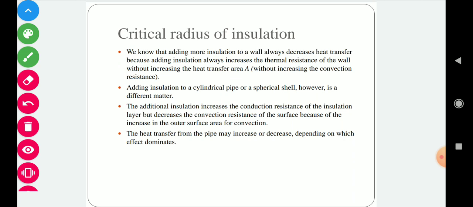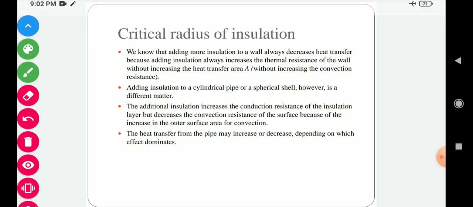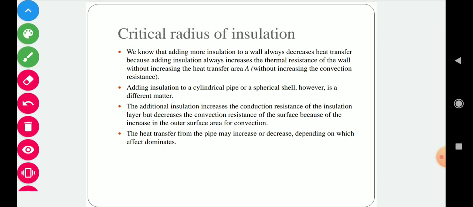So we will discuss three examples. One is plane wall, then cylindrical body and spherical body. Then we will see what is critical radius and how radius affects the heat transfer rate.